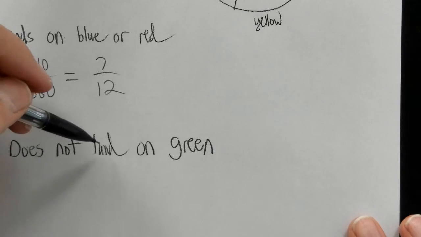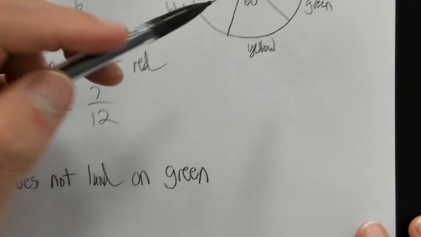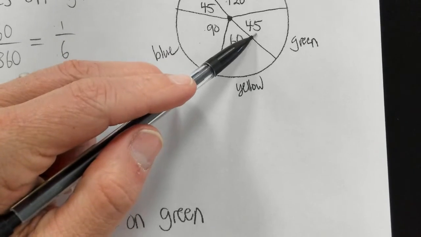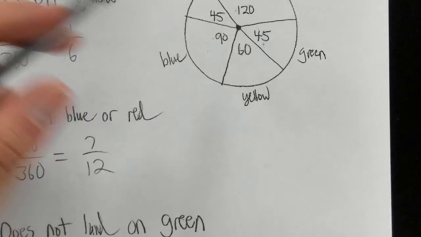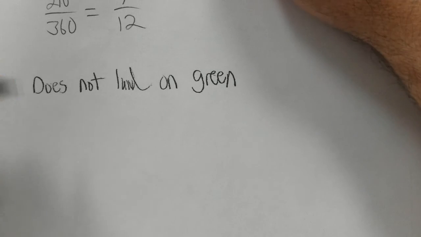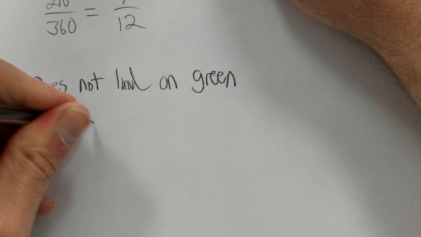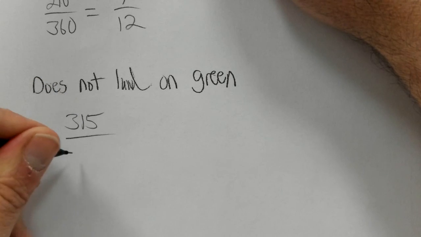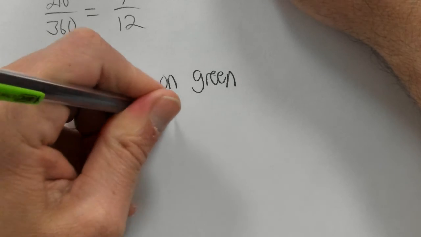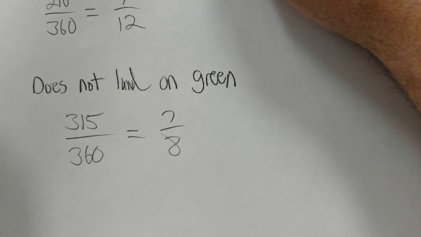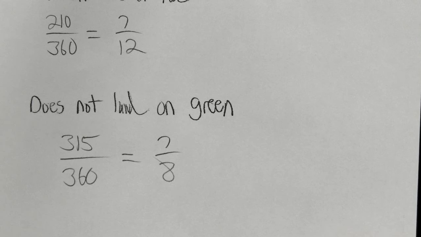Okay, so what's the probability that it does not land on green? Well, green takes up 45 out of the 360. So if I do 360 minus 45, that is the space for not green, which happens to be 315 out of 360. Or when you reduce that, you'll get 7 out of 8. So remember, probability is always favorable over total, what you want divided by the total amount. And then don't forget to reduce your fraction down when you're done.